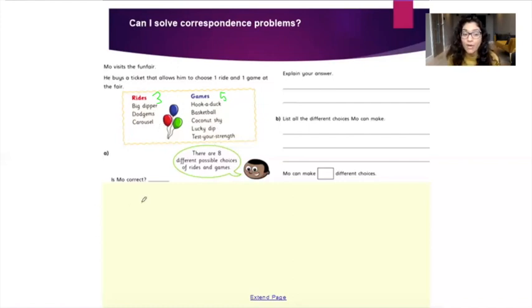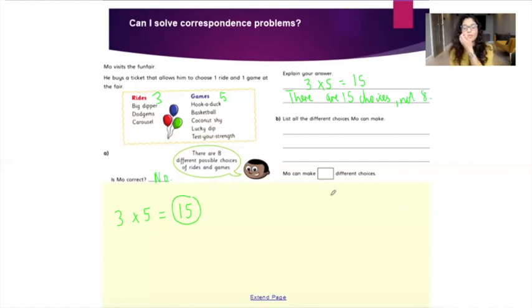Now remember the way to work out our different combinations. We multiply those 2 numbers together. So what is 3 times 5? 15. So Mo says there are 8 different possible choices, but we've calculated actually that there are 15. So is Mo correct? No. Explain your answer. And then here you could just write the calculation. And then you could write maybe here, there are 15 choices, and then comma, not 8. Remember to end with a full stop.